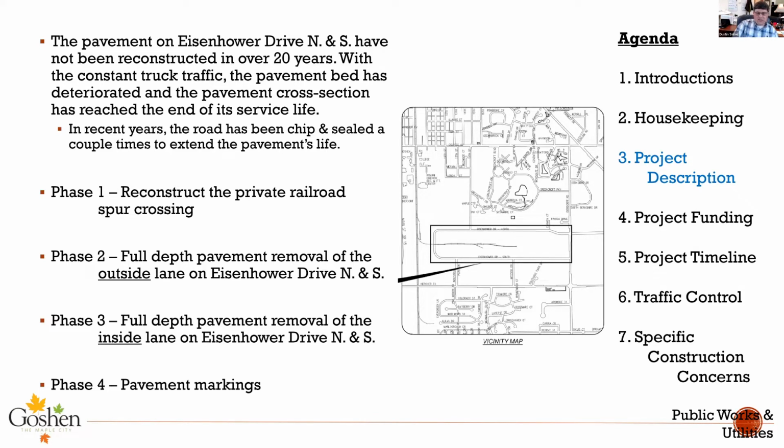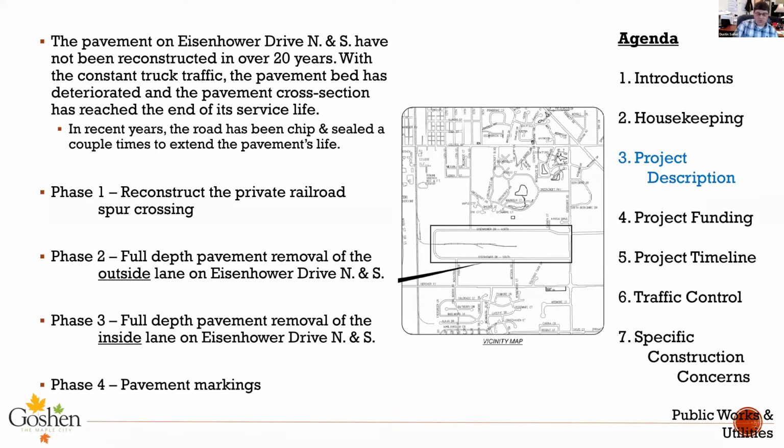Because of the constraints associated with the industrial park, the project's broken up into 4 primary phases. The first phase of construction is reconstruction of the private railroad crossing. The city is taking on this work. It's been determined that the railroad ties have deteriorated, and we did not want to reconstruct the entire roadway and then leave that railroad crossing as a constant point of complaint.